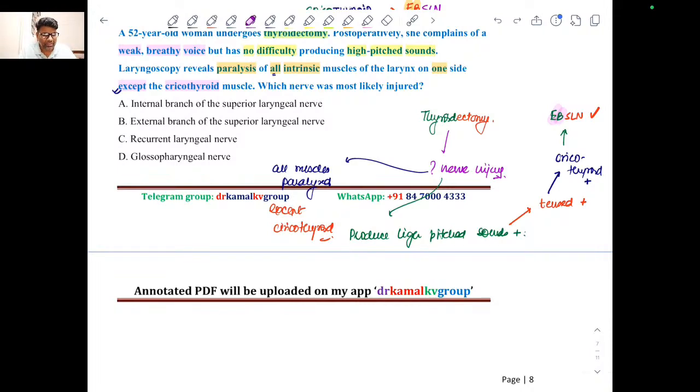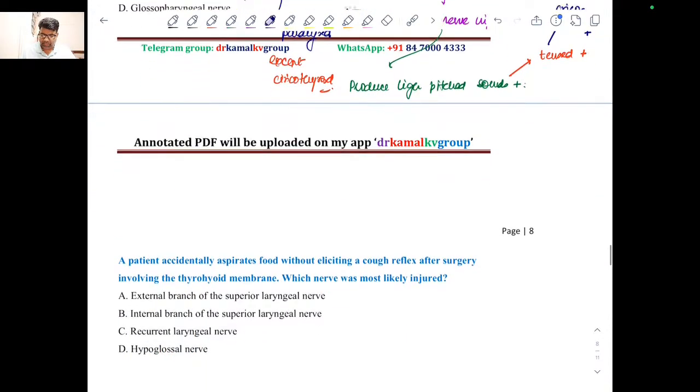Yes, Arka, surgery made easy. Very good, bachche. So this is recurrent laryngeal nerve. This is what we have discussed. All intrinsic muscles of the larynx are supplied by recurrent laryngeal nerve except cricothyroid, which is supplied by external branch of superior laryngeal nerve. Okay, very good. Now don't mix up.